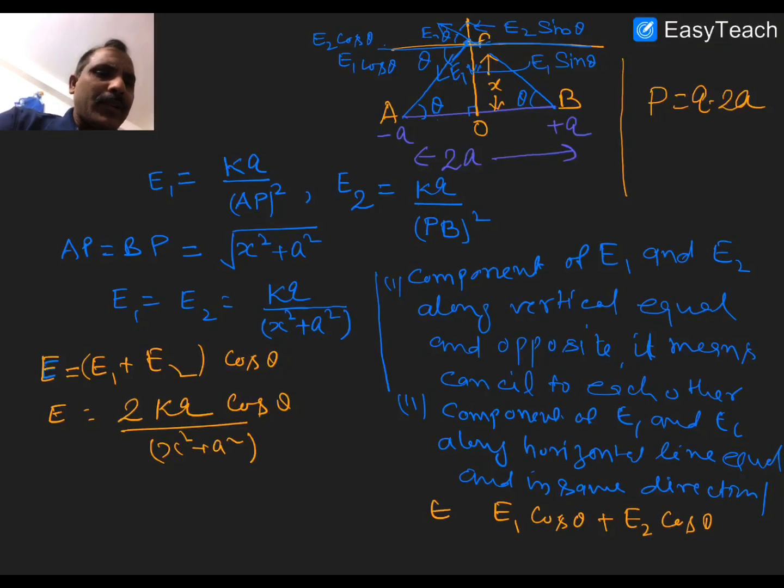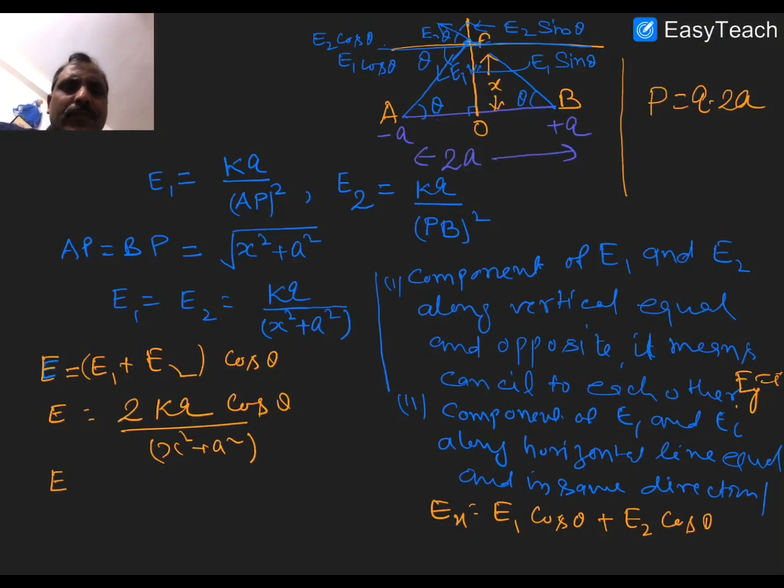This is the net electric field along the X axis. E1 sin theta is equal and opposite to E2 sin theta. They cancel each other, then EY is equal to 0. So only horizontal components are there: E1 cos theta plus E2 cos theta, which is equal to 2 KQ cos theta upon x square plus a square.